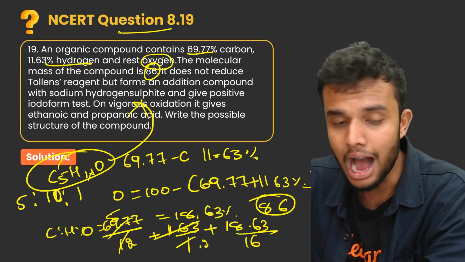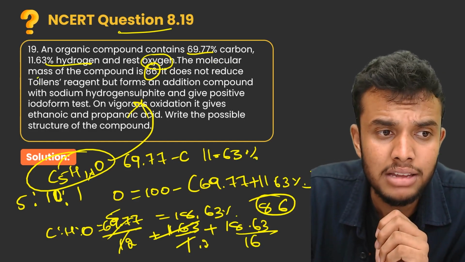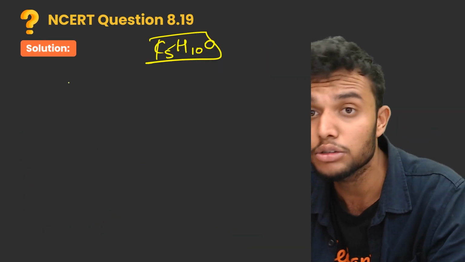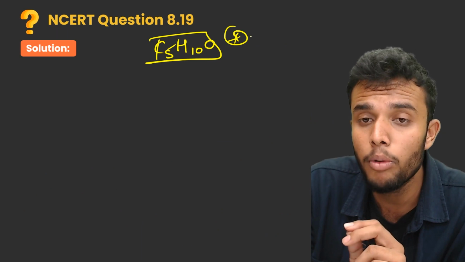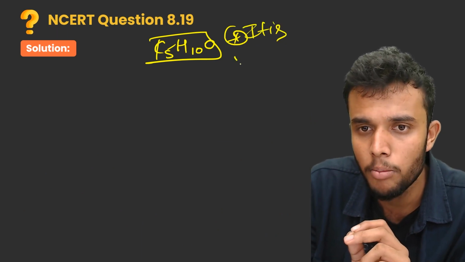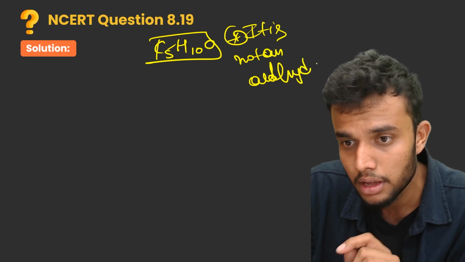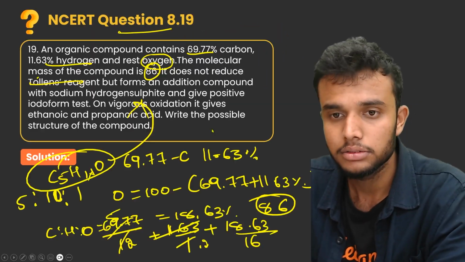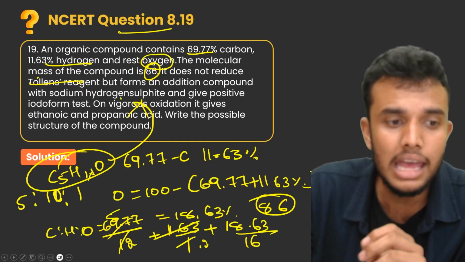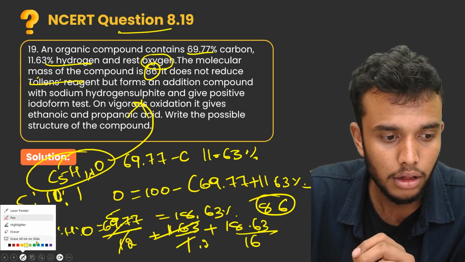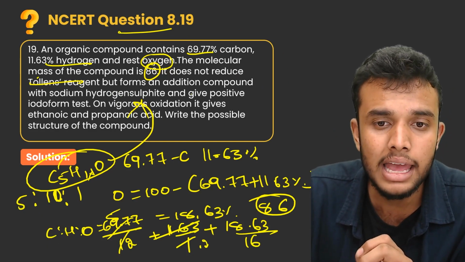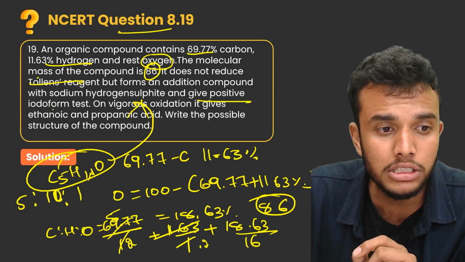And they also give that it does not reduce Tollens reagent. It's nothing but it's not an aldehyde. The compound is not an aldehyde. As it's clear, students, next, what do they give? They give that it gives a positive iodoform test.